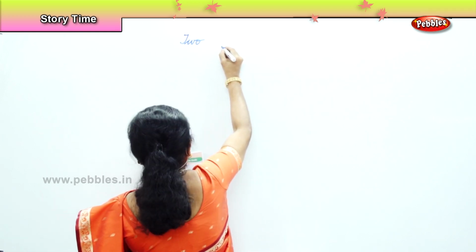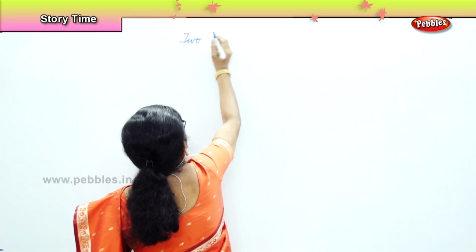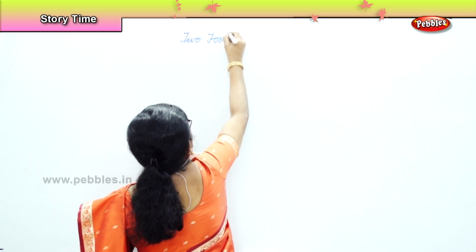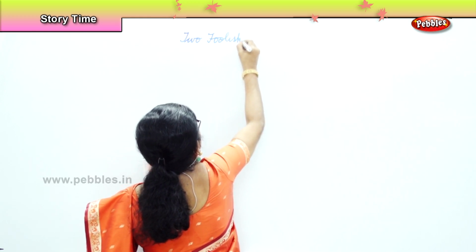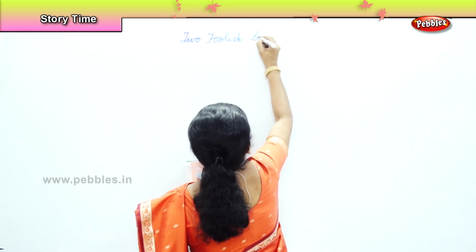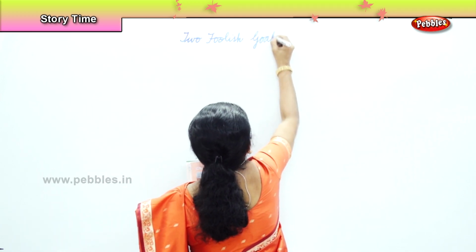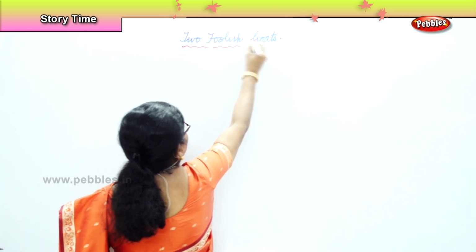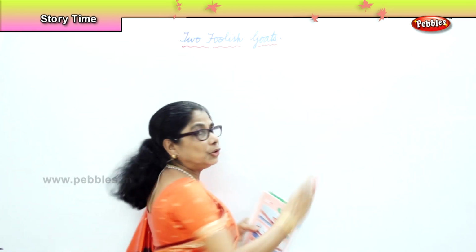Two foolish goats. We are meeting the two foolish goats where? On the way. And now we are going to look at what they did to each other. Alright? Now I'll write the story for you.